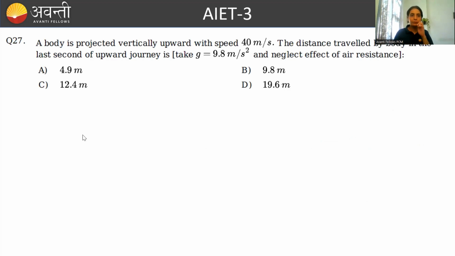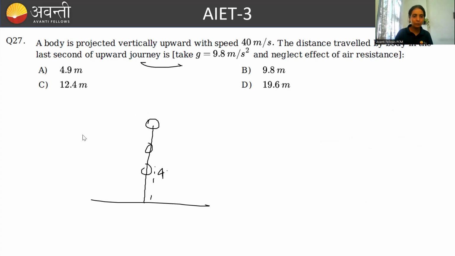Now, another question. A body is projected vertically upward with a speed of 40 meter per second. Distance traveled by body in the last second of upward journey. So we are throwing a ball upward. Then with what velocity are we throwing it? 40 meter per second. And we are asked what distance will it cover in the last second of upward journey.